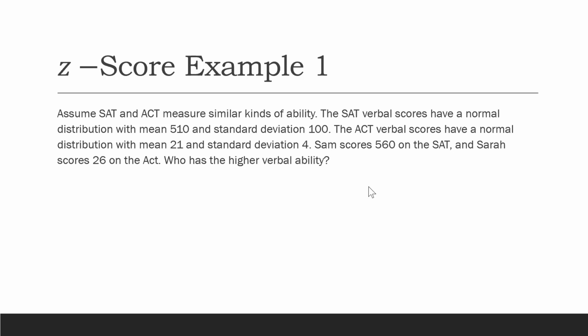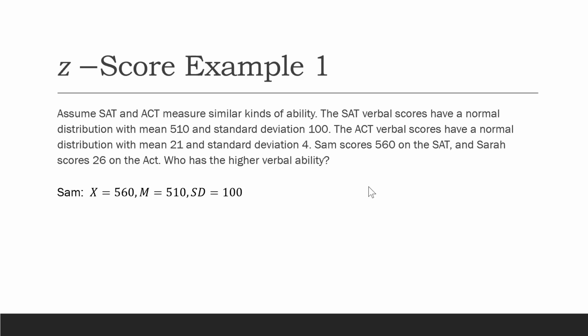Now, these two are measuring a similar kind of ability. They're both the verbal section, and we know the mean and standard deviation of these normal distributions, these bell-shaped distributions. Who has the higher verbal ability? Well, in order for us to compare two values from normal distributions that are measured on two different scales, what we're going to do is transform them into z-scores so that they can be in standard deviation units instead of points on the SAT scale versus points on the ACT scale.